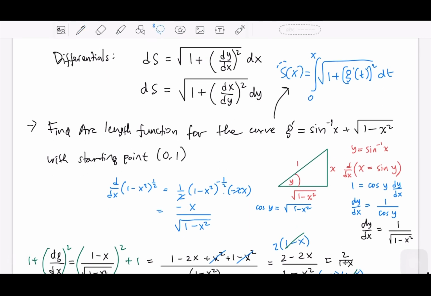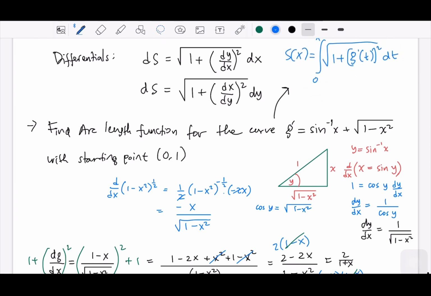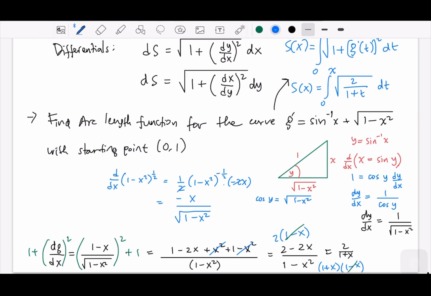So this whole thing here will be written as 2 over 1 plus t. I think you can solve it, right? Integrate. Oh, sorry, why does this part cancel? Oh, because of this. Okay. Right.